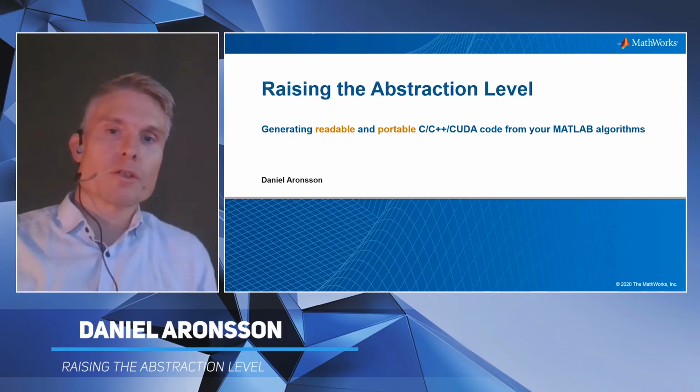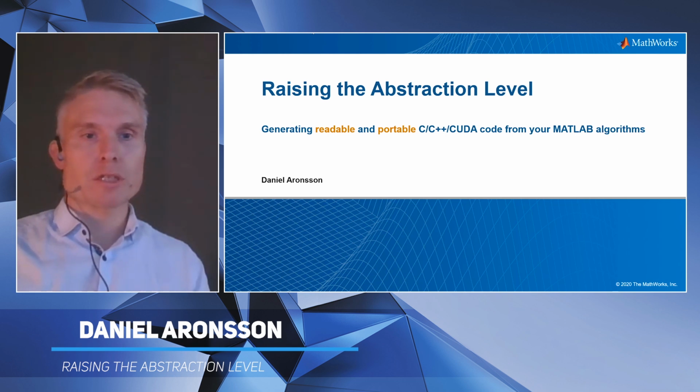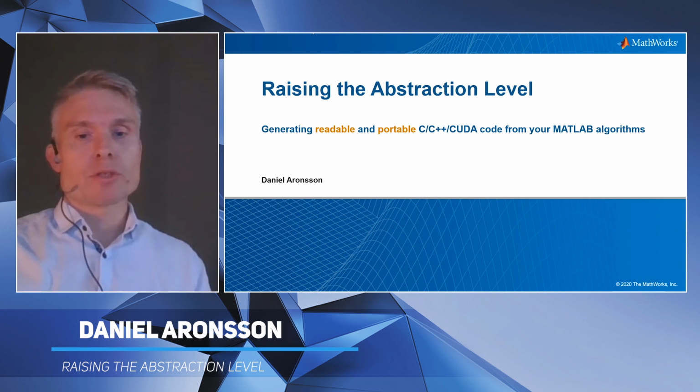So thank you for that introduction and welcome to this presentation on raising the abstraction level. Here we will talk about how you can use a dynamically typed high-level language, MATLAB, as a kind of extra compiler on top of your C compiler to raise the abstraction level to quickly get from a few simple lines in MATLAB all the way to readable C or C++ or CUDA code. All this will be done completely automatically by using tools that we will look at today.